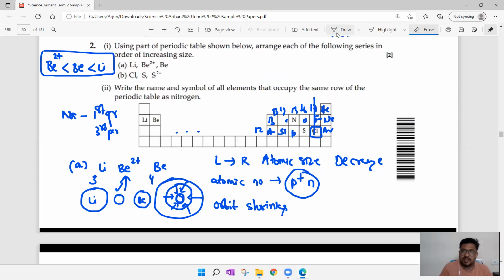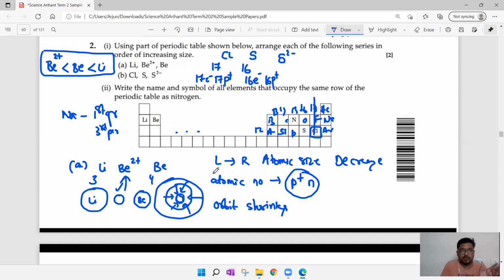Okay, same thing. Once again, I'll repeat the concept. If you didn't get it, listen once more. Chlorine, sulfur, sulfur ion. Now, chlorine atomic number is 17, and sulfur atomic number is 16. Now, S2- they are talking about. We'll discuss this. Chlorine 17 means it has 17 electrons and 17 protons. Sulfur with atomic number 16 means 16 electrons and 16 protons.